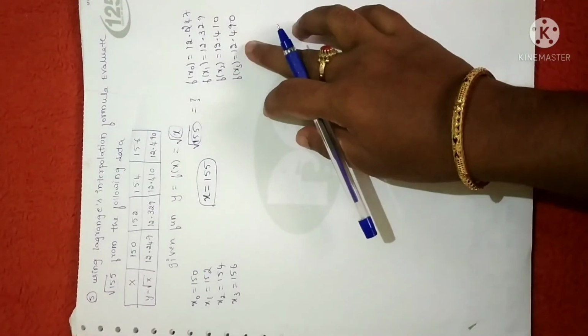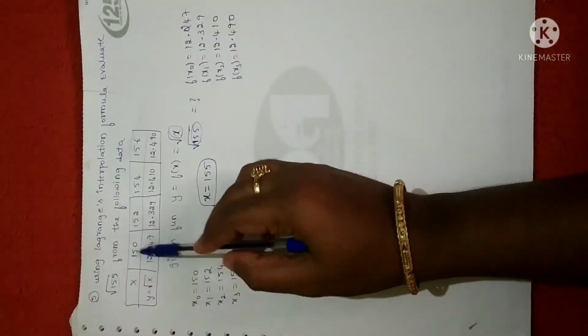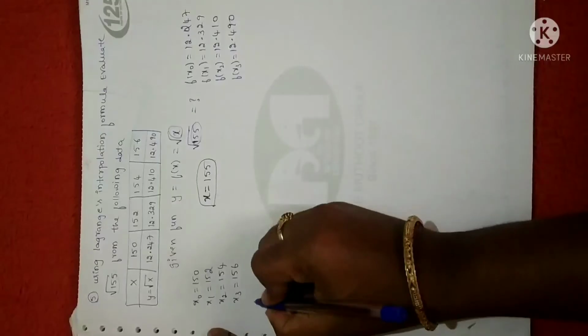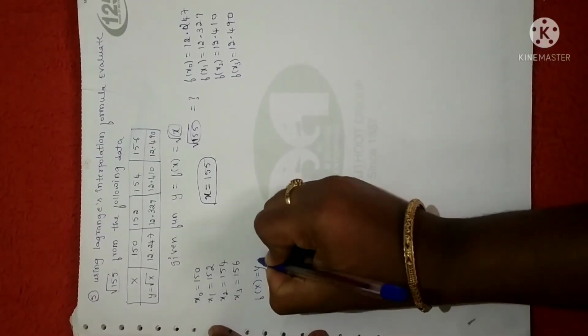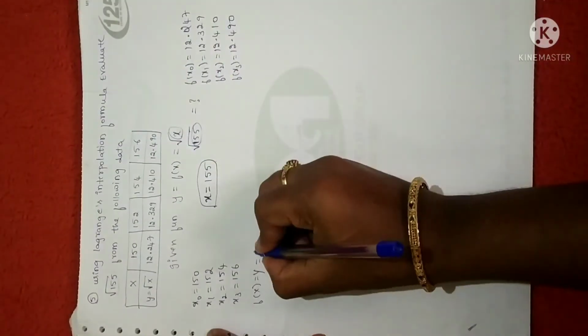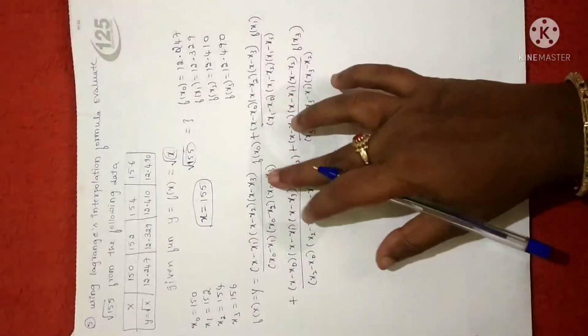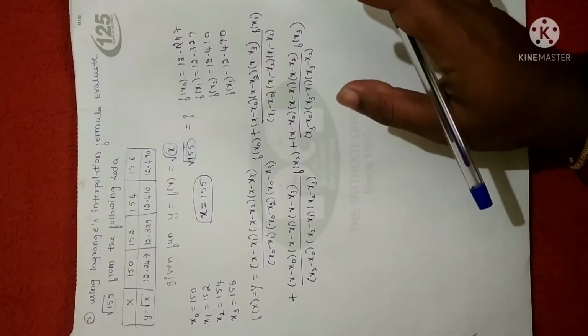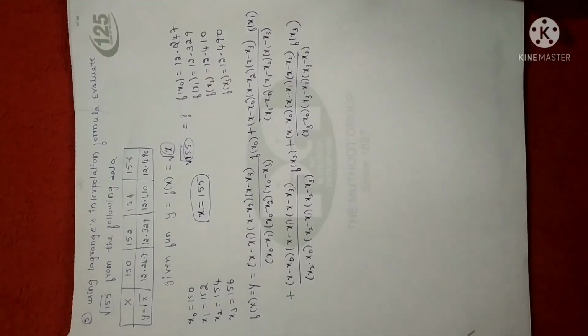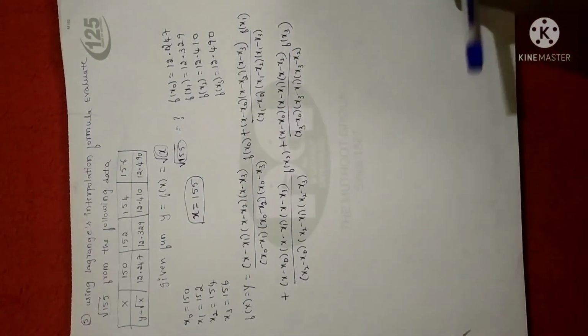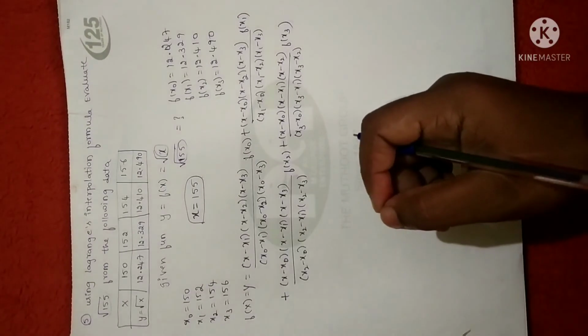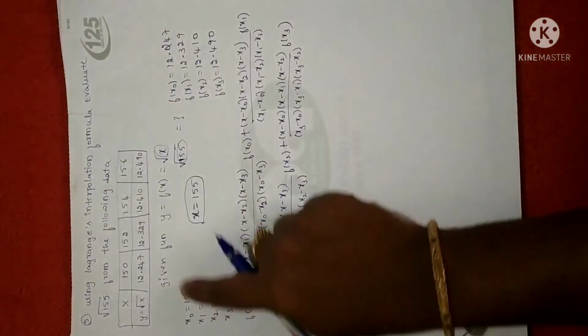Now as usual, how many terms are there? 1, 2, 3, 4. So as usual you have to write the 4-point formula, Lagrange's 4-point formula. I'll just write the formula. So this is Lagrange's 4-point formula, right? I have explained this formula just now, so just to avoid lengthening the video, I have written the formula now. Now we need to substitute all the values we have listed here.